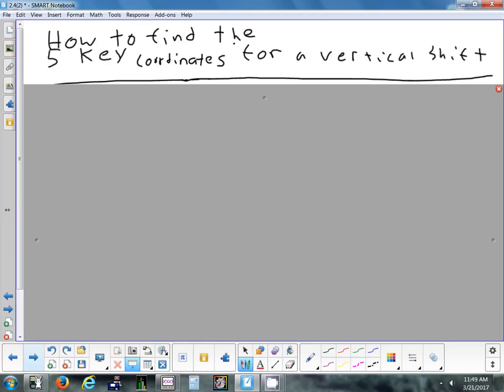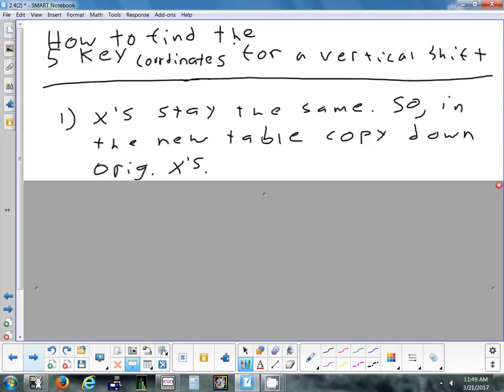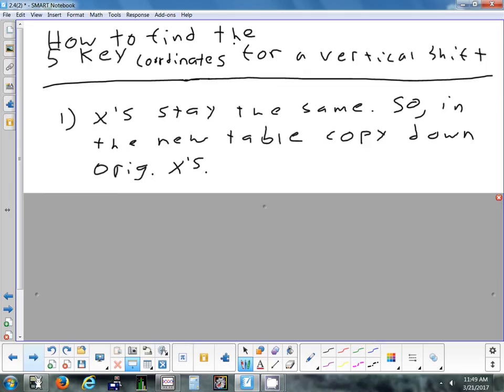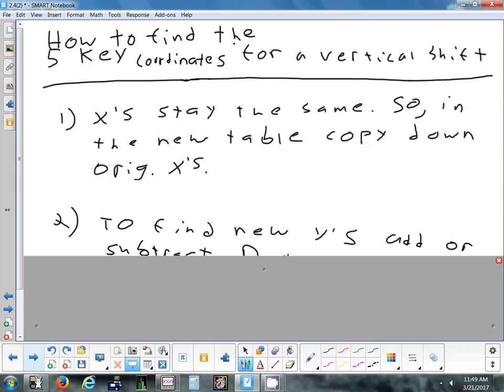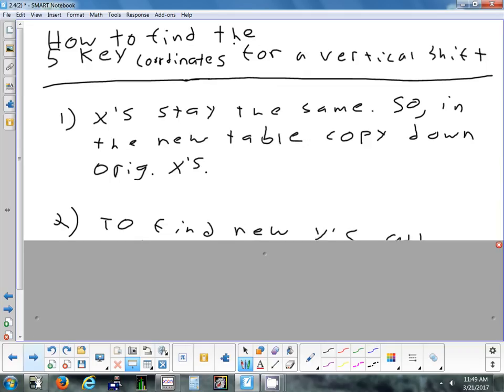Okay. So last thing we need to be able to do to graph it is to identify where the 5 points in the original table move to. Okay, which column do you think is going to stay the same? It's not affected by moving things up or down. The x's. So it's just like an amplitude change. The x's stay the same. Okay, it's the y's that are going to change.